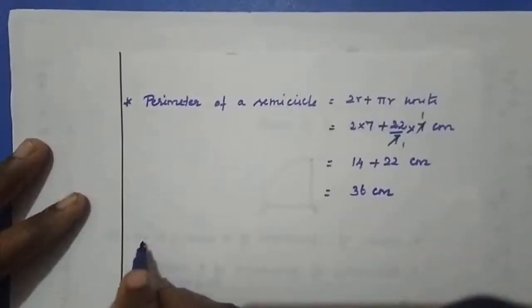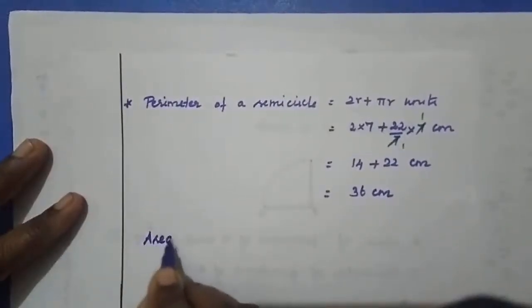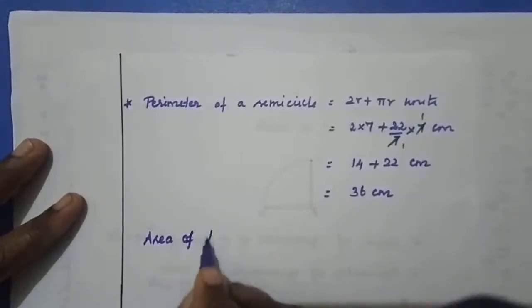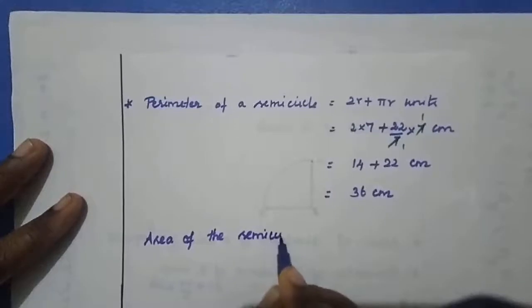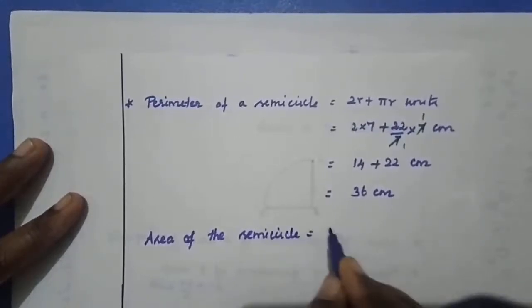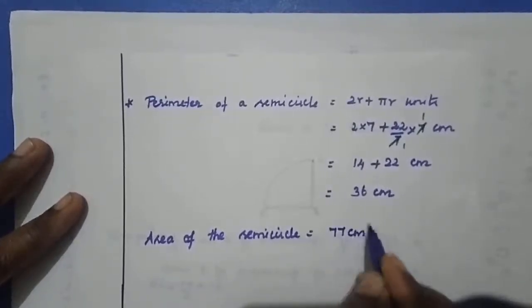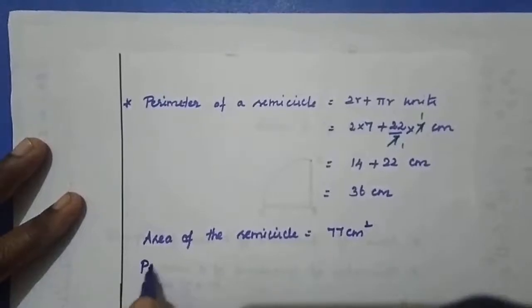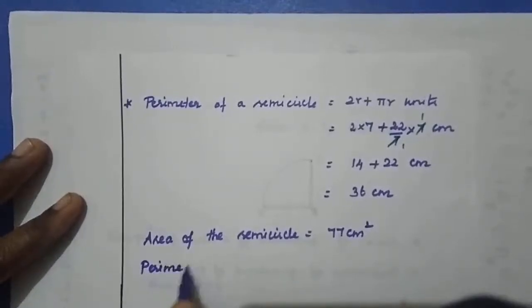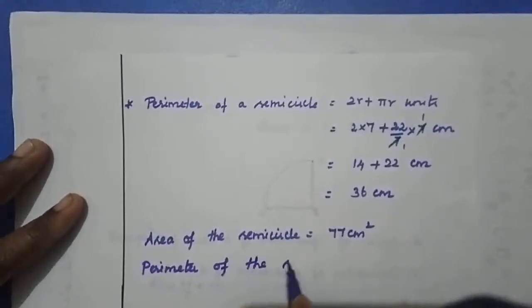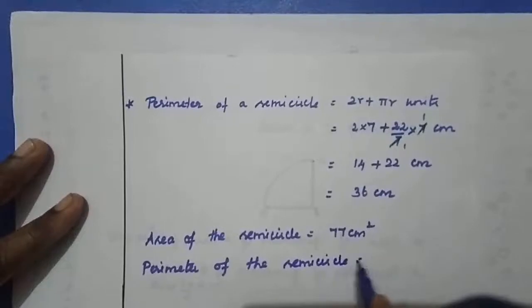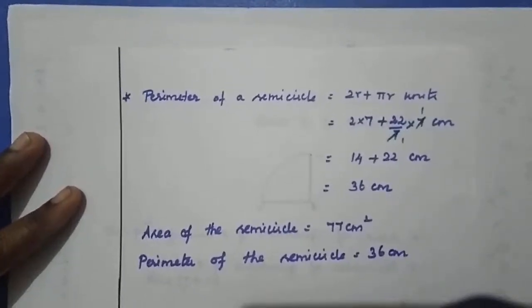So area of the semicircle is 77 centimeter square, and perimeter of the semicircle is 36 centimeter. Is it clear, children? Yes.